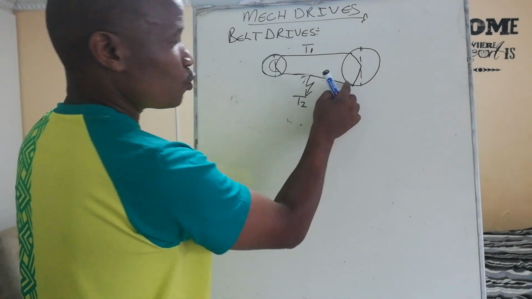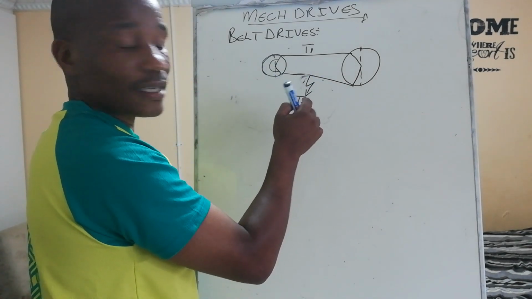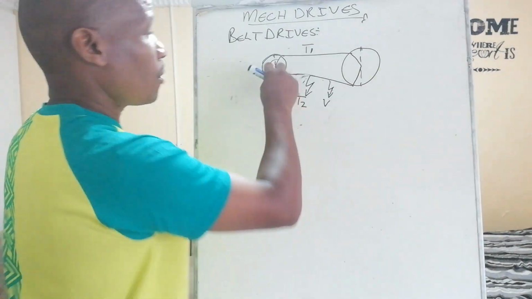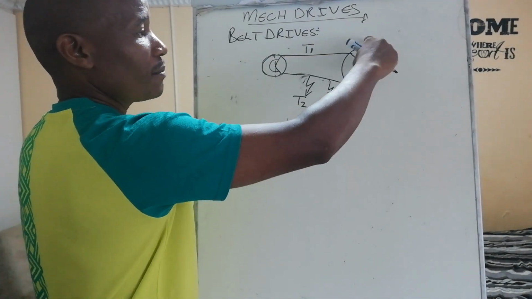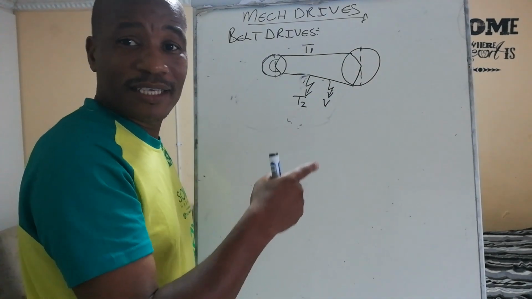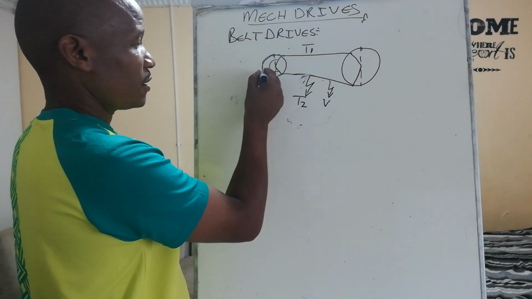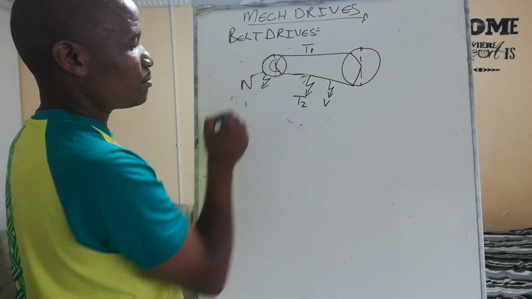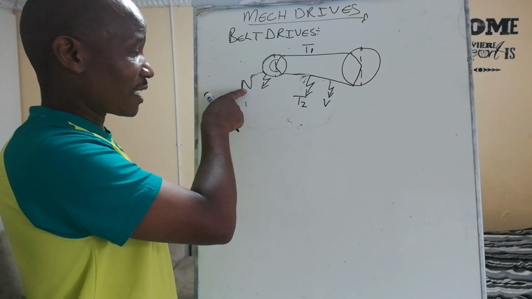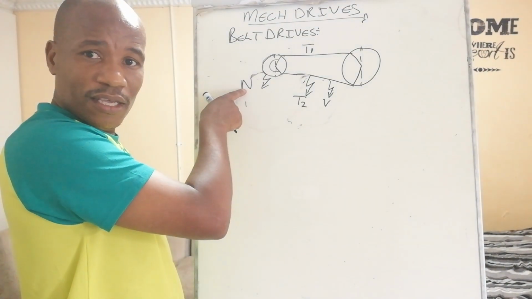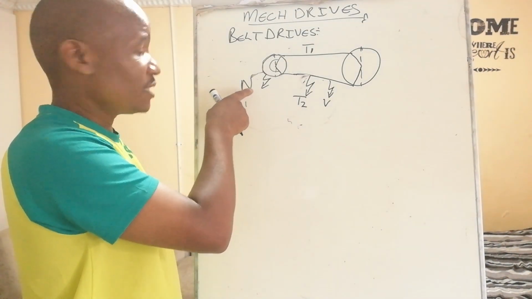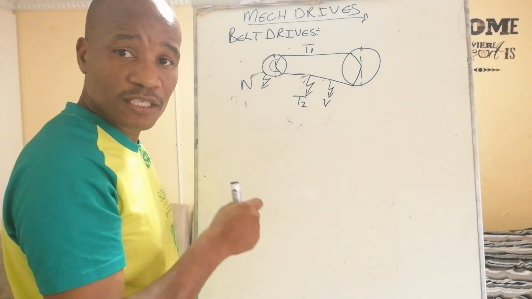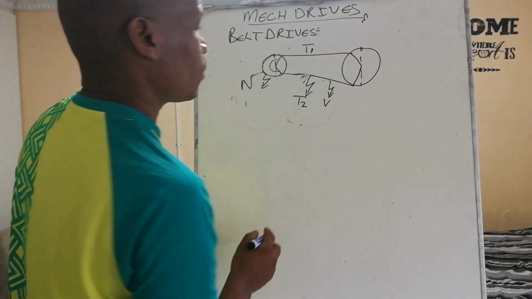The speed at which this belt runs is the velocity. Normally the pulleys, because of their rotation, their revolution, the speed is in n. This is revolutions per second or revolutions per minute. If it's given in minutes, you divide by 60 to convert it to seconds, and so on.